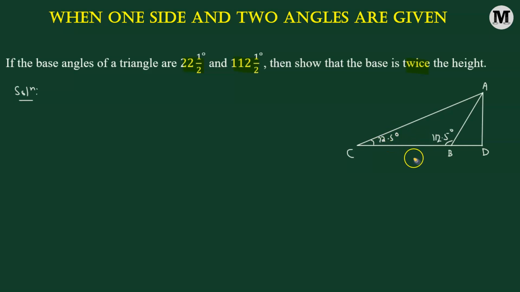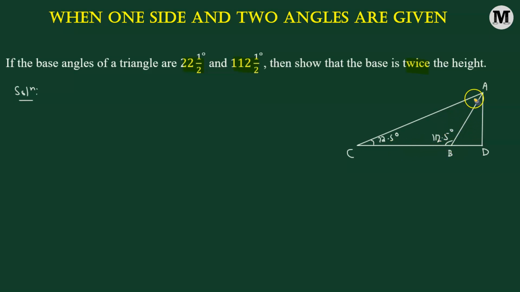Okay, so we need to show that CB, that is the base of the triangle ABC, is twice the height. So here AD is going to be the altitude or the height of the triangle ABC. Okay, let us begin. Here we are going to name the sides of the triangle ABC.